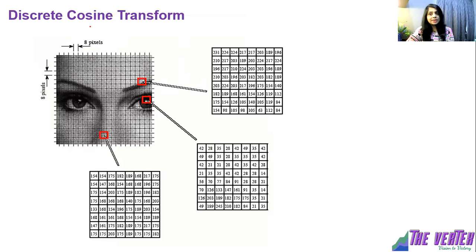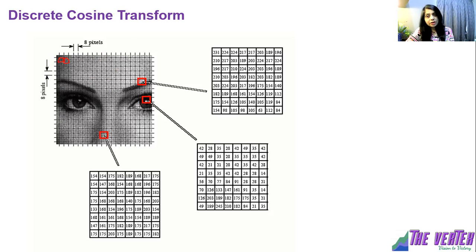Now let's consider the transform of this particular image. First we have to divide it into 8 by 8 blocks, and then after dividing into 8 by 8 blocks, find out the DCT of every block. Now if you take this forehead part, there are no variations, or very little variations in the intensity values, so now you know which kind of DCT you will get in this area.